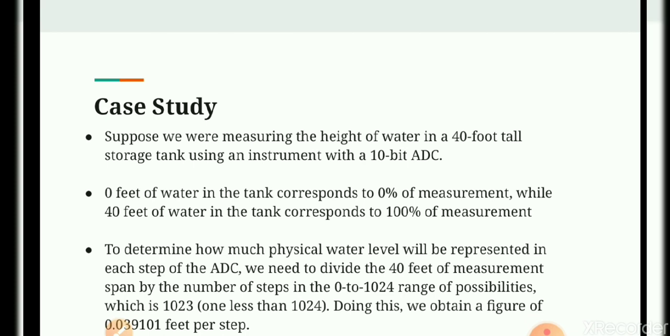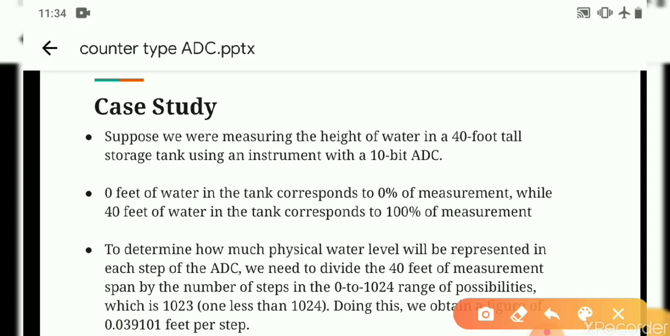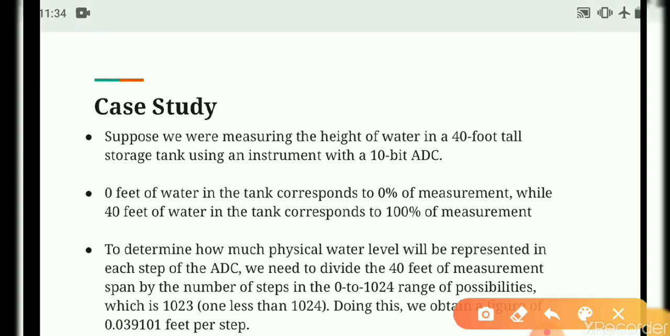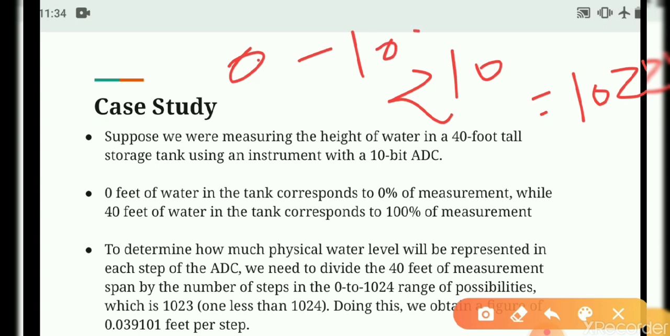So if we are taking a 10-bit ADC, then the range of the ADC will be from 0 to 2 to the power 10, which is 1024, and the range is 0 to 1024, and between this range there are 1023 steps.